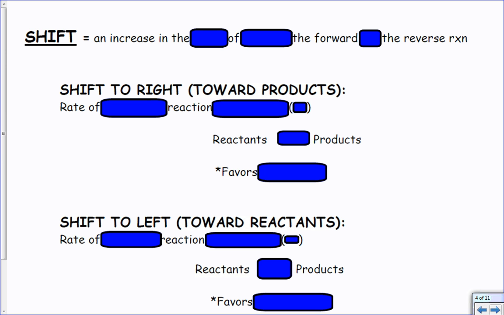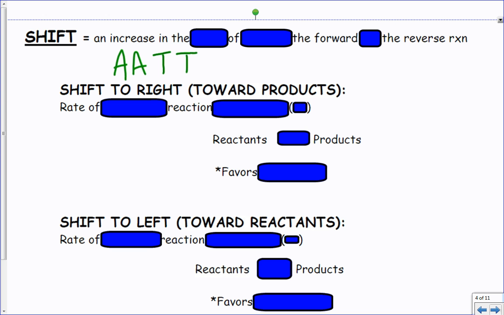So here we go. I'm going to give you a little saying. It's called this: A, T, T. I will shift away from what I add towards what I take. A, T, T. One more time. Away from what I add towards what I take. A, T, T.